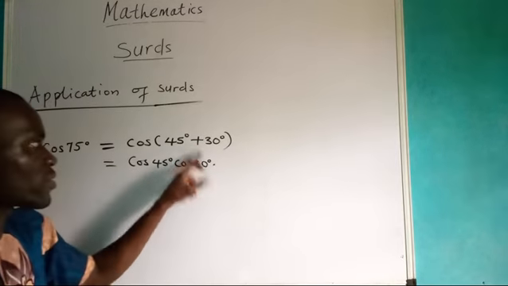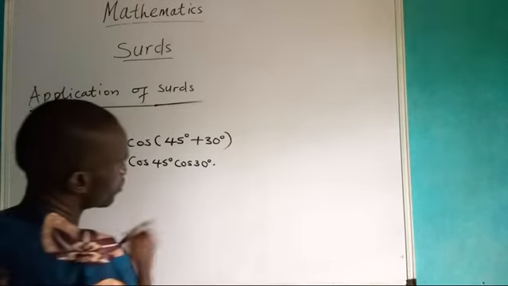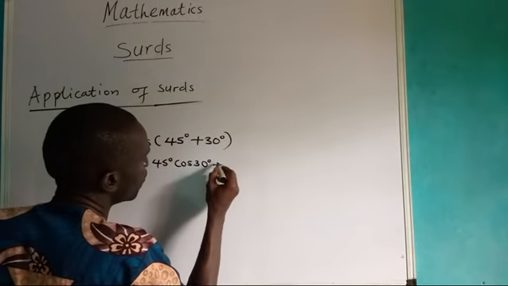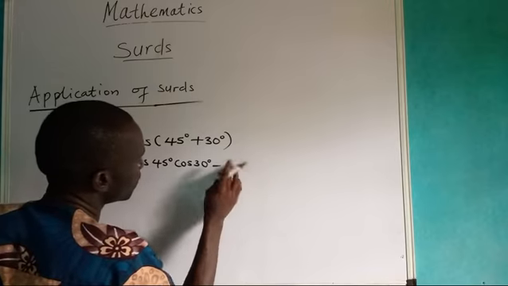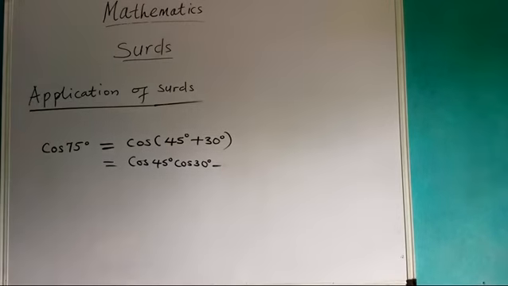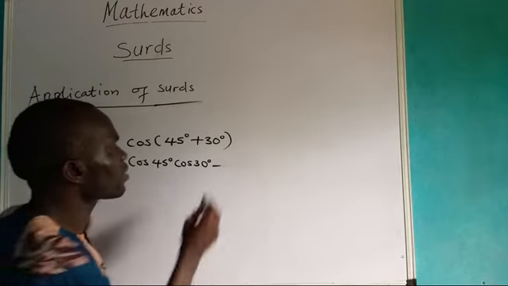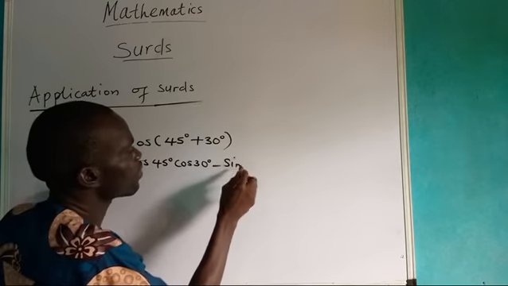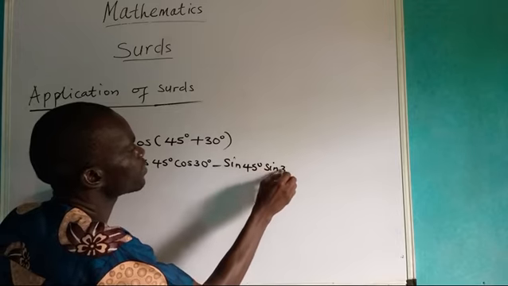If it was minus, here will be addition. Now we are dealing with an addition and we have cos, therefore I will take it as minus. Please take note of that. We have cos 45 degrees cos 30 degrees, and the next one will be sine 45 degrees sine 30 degrees.